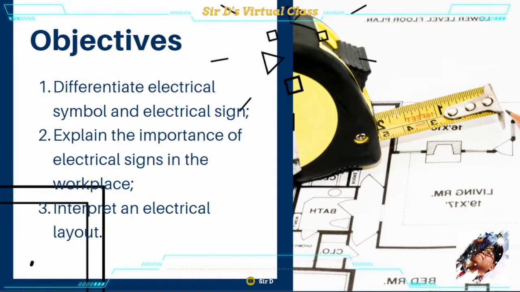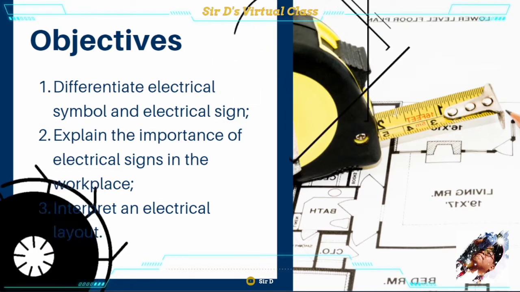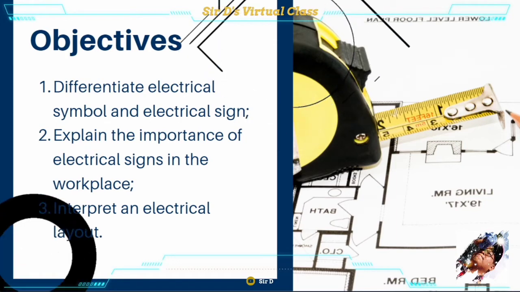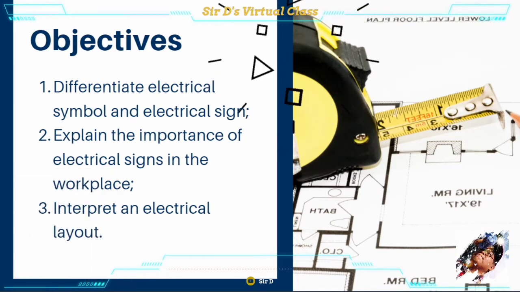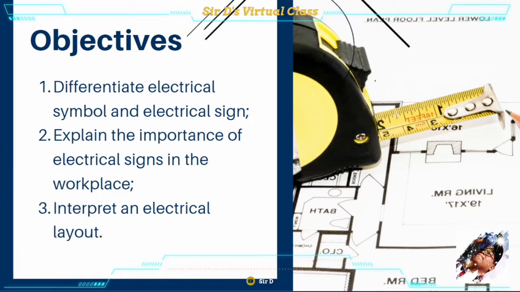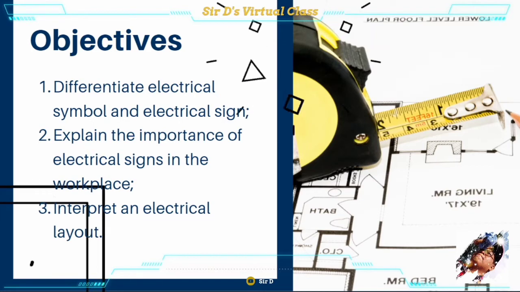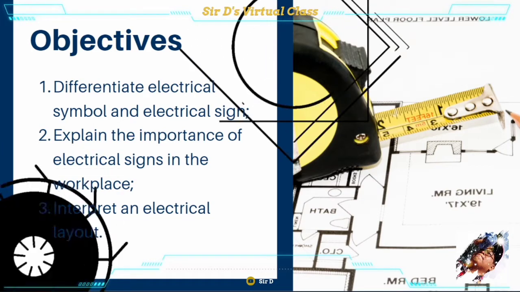Our objectives for today are the following. First, differentiate electrical symbols and electrical signs. Second, explain the importance of electrical signs in the workplace. And lastly, third, interpret an electrical layout.